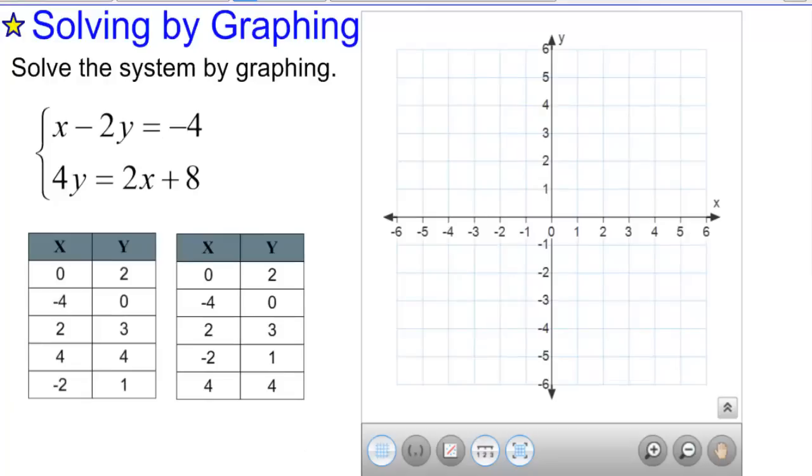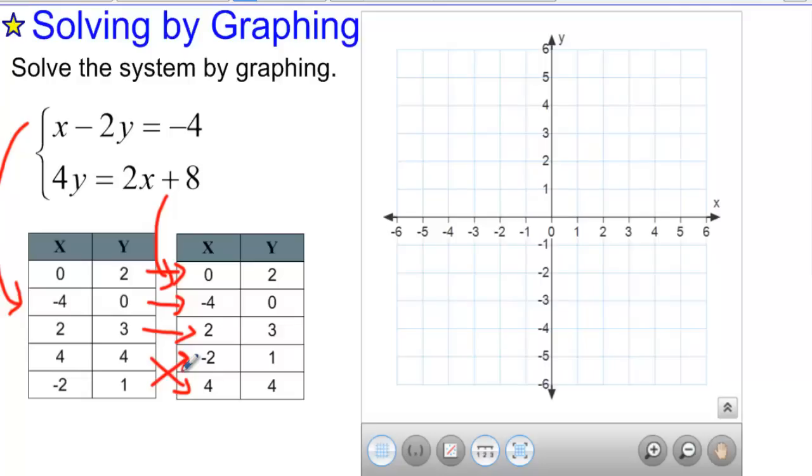Now for this last example, I've gone ahead and picked some points for this first equation, and that's in this table right here, and then I put the points for the second equation in the second table. And again, I just picked values for x or values for y that would work and make the equations true. Now you can see, if you compare these two tables, they both have the point (0, 2), they both have the point (-4, 0), they both have the point (2, 3), they both have the point (4, 4), and they both have the point (-2, 1). So I can see right away they have a lot of points in common.